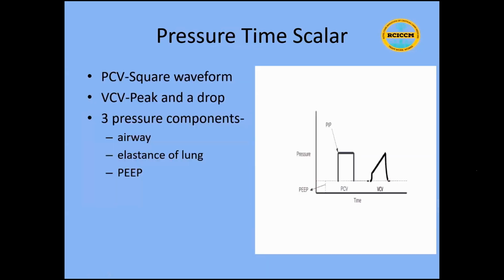And what is the third time scalar? That is the pressure time scalar. Typically with pressure controlled ventilation, it is a square waveform, and with volume controlled ventilation, it is a peak that surges and then has a sudden drop. And this pressure waveform is contributed by three different pressure components: the airway pressure, the pressure to overcome the elastance of the lung, and the positive end expiratory pressure itself.